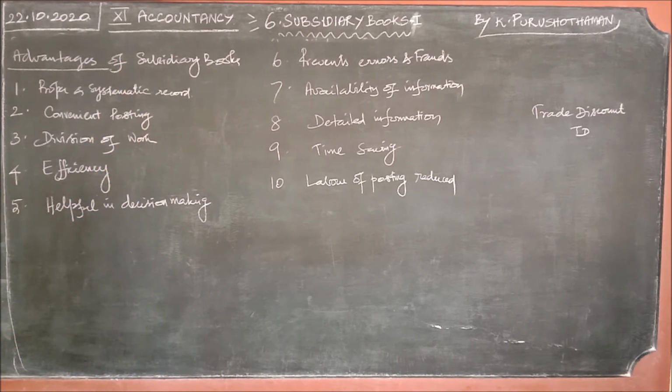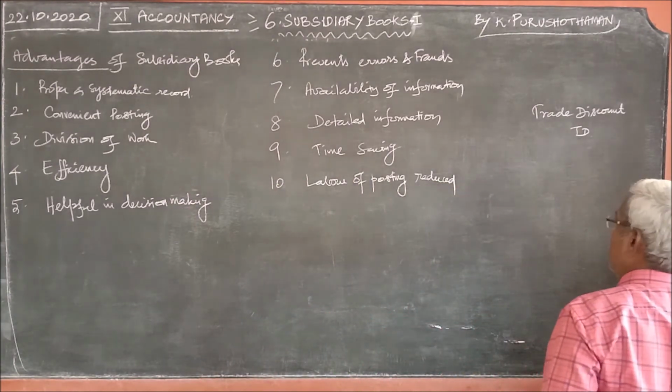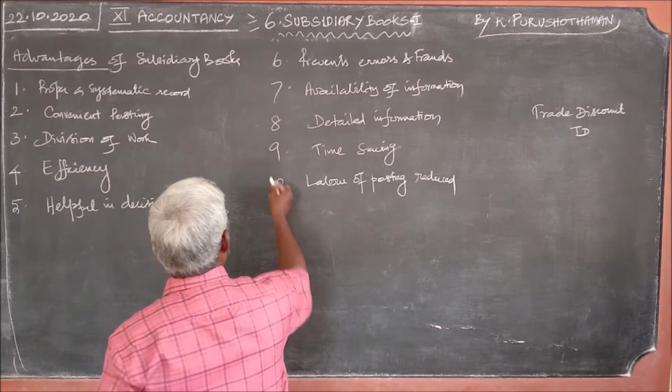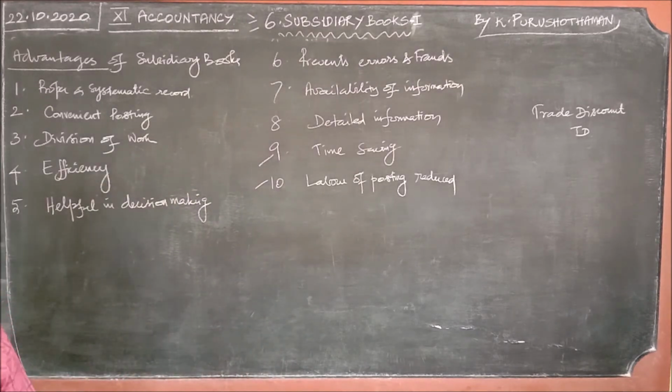And there are some ideas behind it. So when we prepare subsidiary books, what are the advantages available for us? For that, we can take these entries together: proper and systematic record, efficiency, division of work, convenient posting. These 5 advantages we can discuss together.